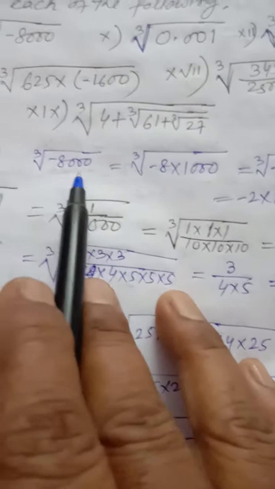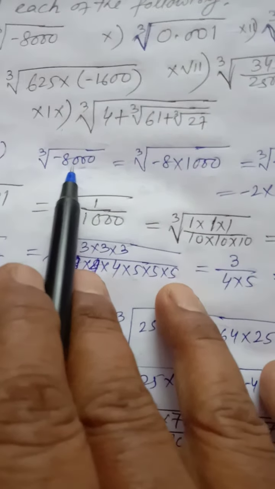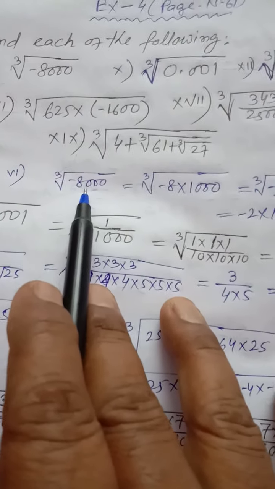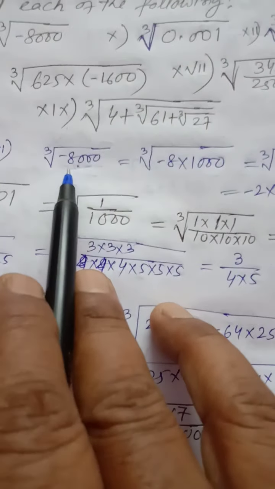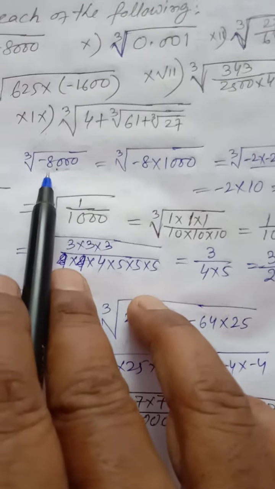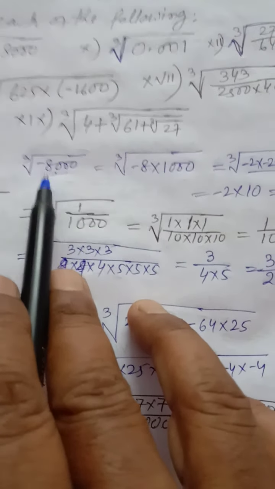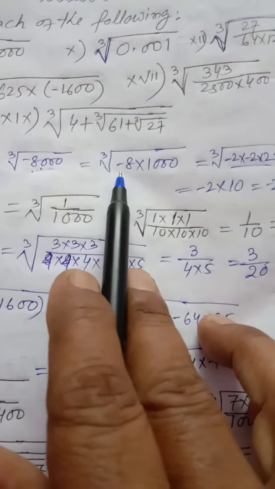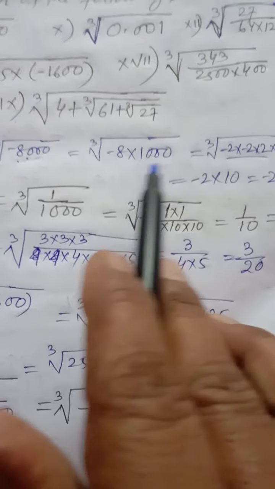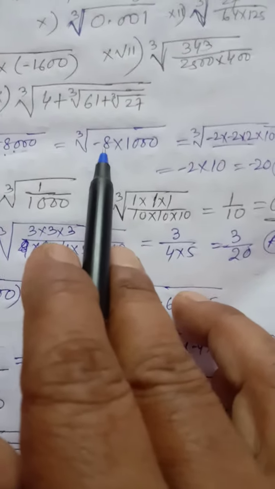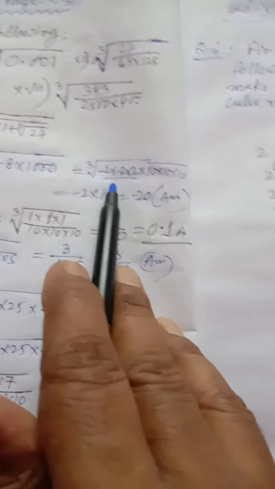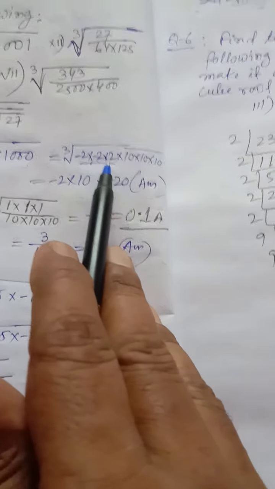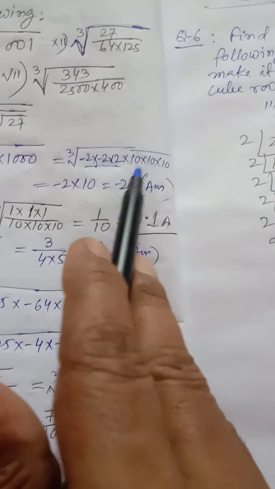See, this number will be split into a product of prime factors, or if you know that some number's cube comes, you can follow your own method. See, minus 8 is the cube of minus 2, no? Minus 2 into minus 2 into minus 2 is minus 8. So I have separated minus 8, and 1000, and made this number 8000. I have written it as minus 8 into 1000, and kept it under the cube root. So what you need to do: you know that minus 8 is the product of minus 2 into minus 2 into minus 2, and 1000 is the product of 10 into 10 into 10.